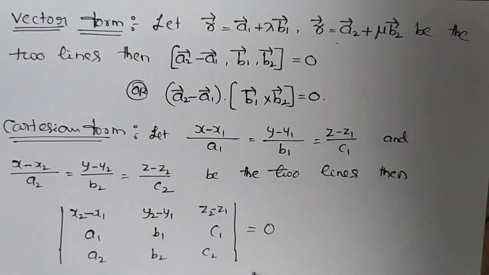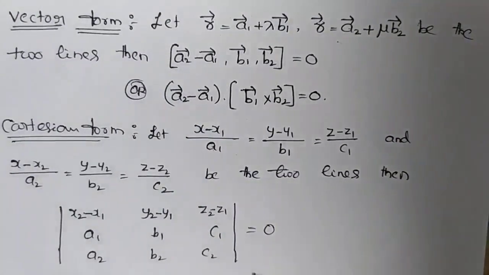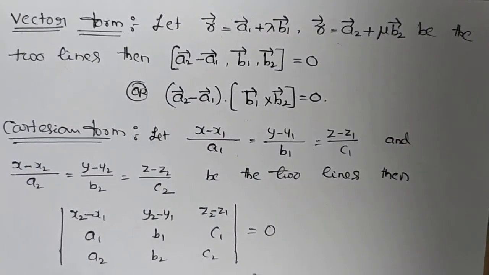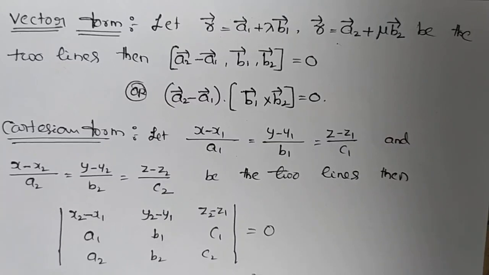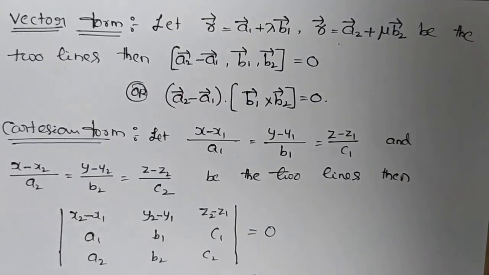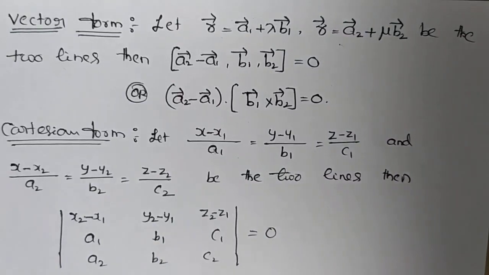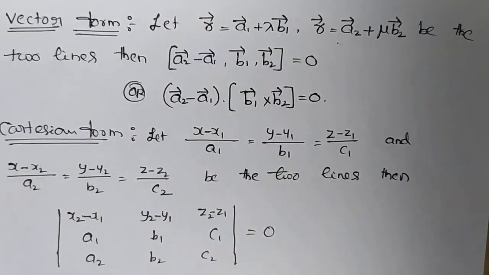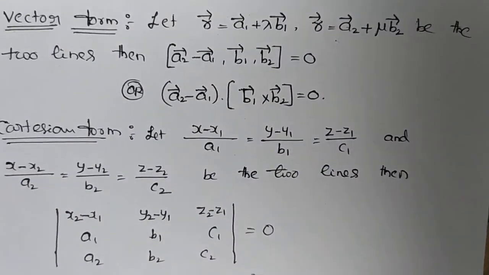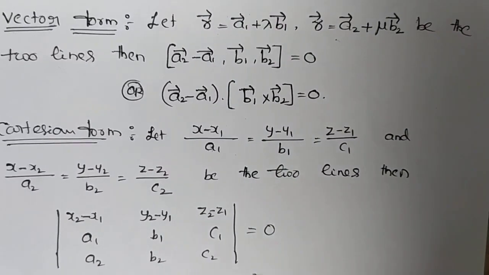In our previous class, we learned the derivation for the condition for the coplanarity of two lines, right? In this class, we are going to solve the problems based on the previous derivation. Let us solve the problems. Before that, kindly note down the vector and Cartesian form for the previous derivation.